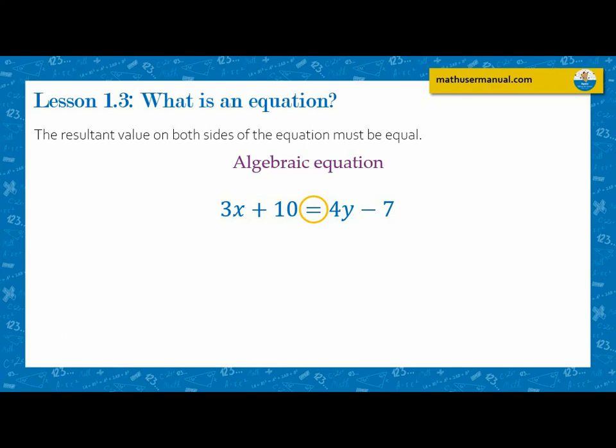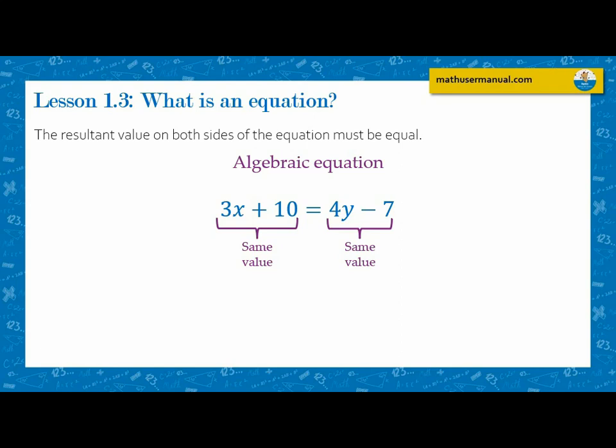The important thing about any equation is the resultant value on both sides of this equal sign must be equal. So no matter what value we have for x and for y, the left side of this equation must be the same as the right side of this equation. And this is a very important rule. This is the golden rule of algebra. Whatever we have on one side of the equal sign must be the same as whatever we have on the other side of the equal sign. It's a golden rule. We must never forget it.